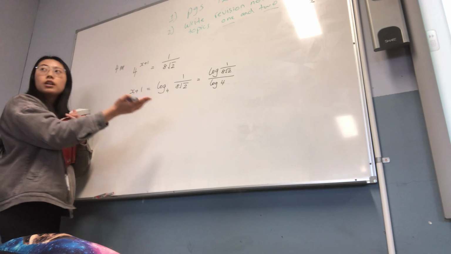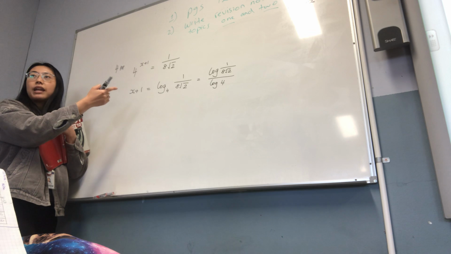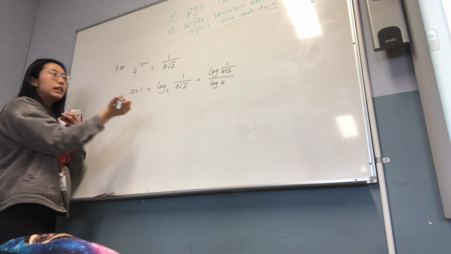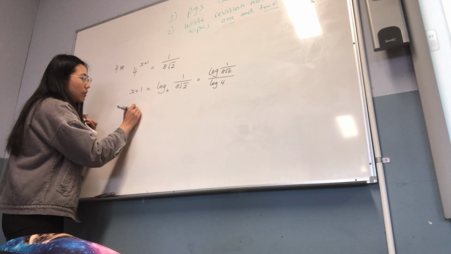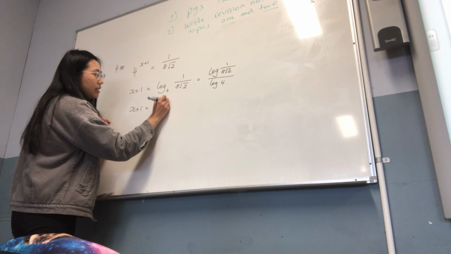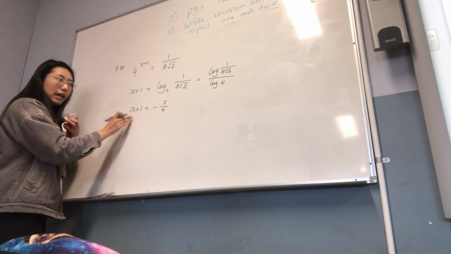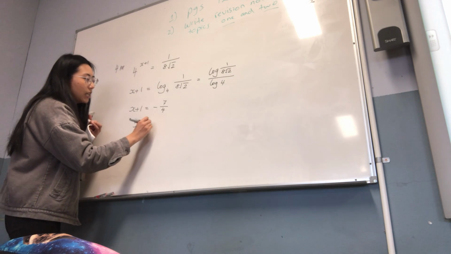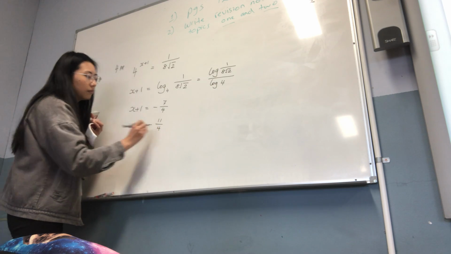Minus 7 over 4. So even though it looks very complicated, it actually ends up being a very simple number, right? A lot neater than what it looks like here. So it's going to be x plus 1 equals minus 7 over 4. Now you just have to move the plus 1 to the other side. Minus 11 over 4. Right?